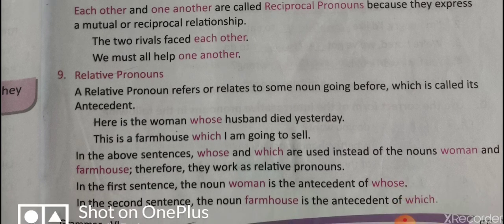Now the last one is the relative pronoun. The relative pronoun refers or relates to some noun going before, which is called antecedent. Like here is the woman whose husband died yesterday. So with this word whose, we are relating this pronoun to the noun, which is the woman. So in the above sentence, whose and which are used instead of the noun woman and farmhouse. Therefore they work as relative pronouns. When we can show the relation between the noun and the pronoun through this word pronoun, those pronouns are known as relative pronouns.